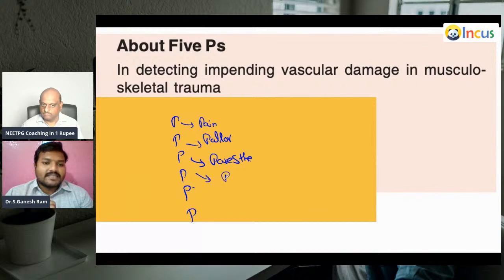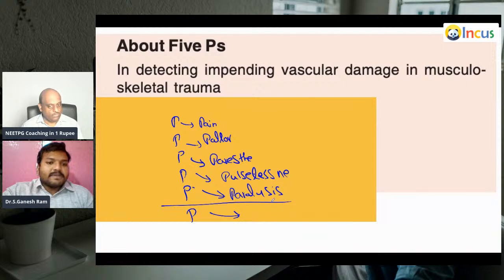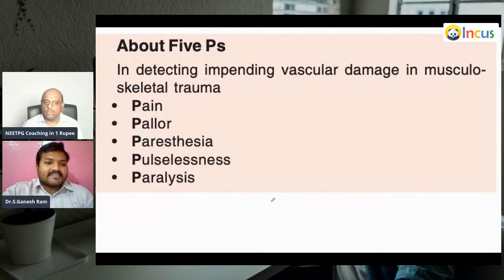Pain, pallor, paresthesia, pulselessness, no pulse. And finally, paralysis. Correct. So these are the symptoms and signs of compartment syndrome. The last P would be compartment pressure. We can add one more P there, pressure.